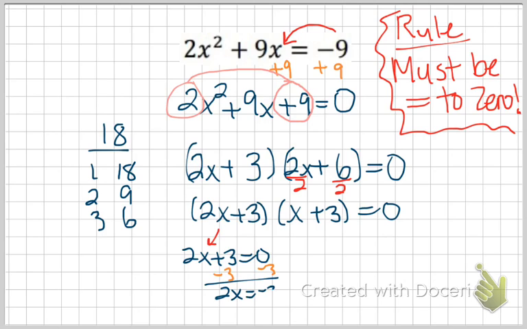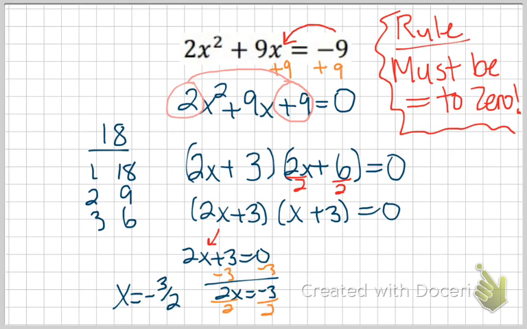So 2x is a negative 3. Then we're going to divide by 2. So we get that x is a negative 3 over 2, or you can say that x is negative 1.5. We'll just leave it as a fraction for right now.